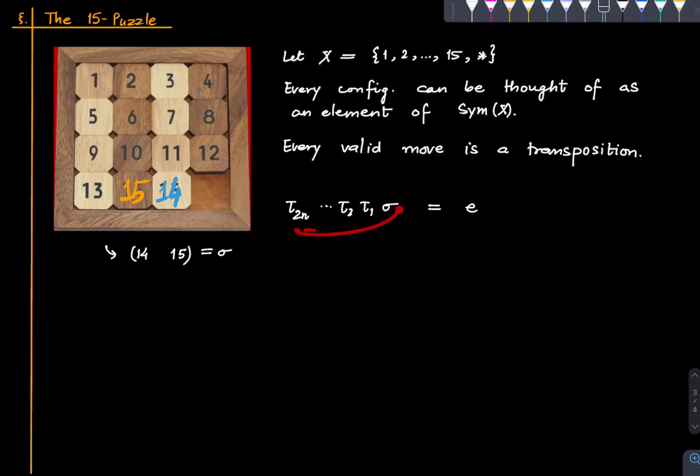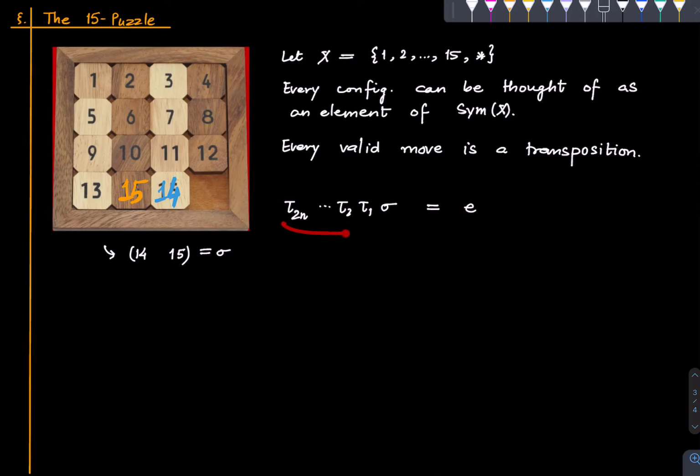But what is this? This is a total of an odd number of transpositions, because sigma itself is a transposition. Therefore, an odd number of transpositions when multiplied gives us the identity. But that's a contradiction, because the sign of this one is -1 while the sign of this one is 1. So this particular thing cannot be solved using a sequence of valid moves. You have to break the rules of the game at some point, pull out some button, or maybe use a marker to rewrite the numbers, or some sort of nonsense like that.